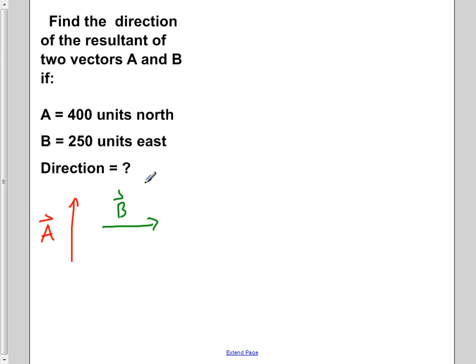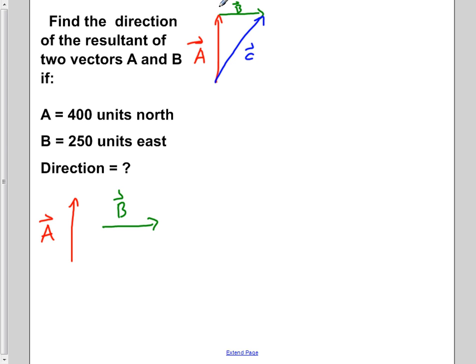Next, we're going to use the tail to tip method to show the resultant. So if we have vector A here, which is 400 units to the north, and then we add vector B to it, which is 250 units to the east, and then we draw our arrow here for our resultant vector. We now have the direction and magnitude drawn out here to our scale.